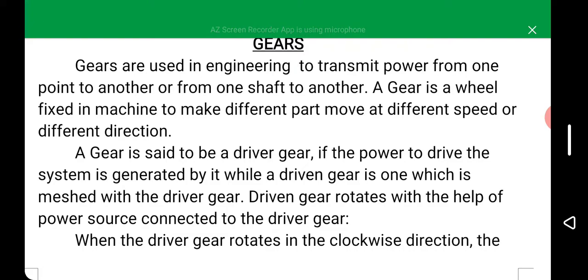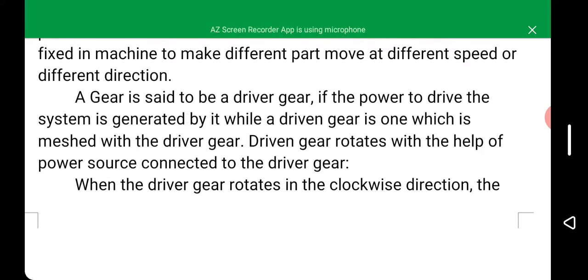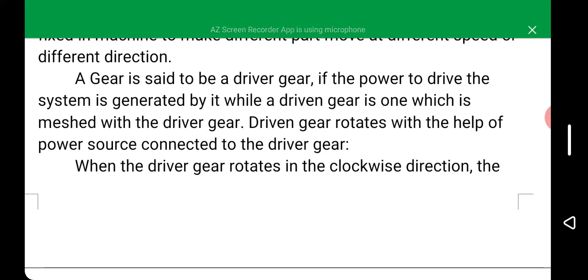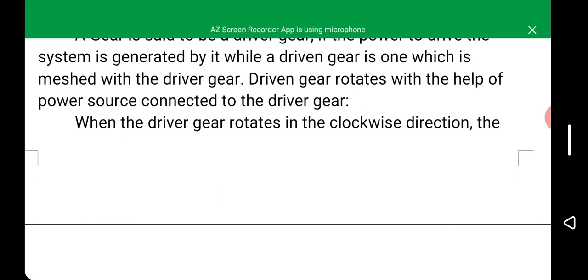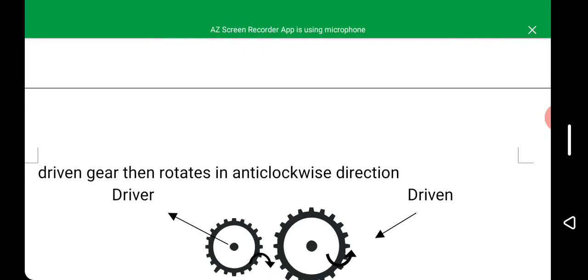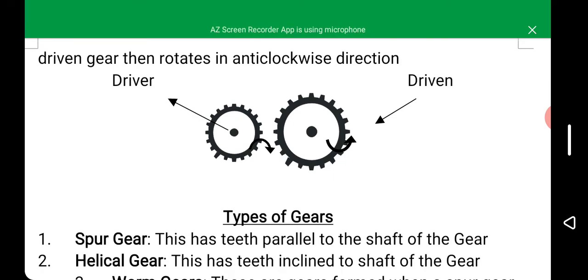So we now have two categories of gears. We have driver gears and driven gears. A gear is said to be a driver gear if the power to drive the system is generated by it. That is, it generates its own power. While a driven gear is one which is rotated with the help of the power source connected to the driver gear. That is the difference between the two. So when the driver gear rotates in a clockwise direction, the driven gear will rotate in an anti-clockwise direction. The diagram below shows the driver gear and driven gear.